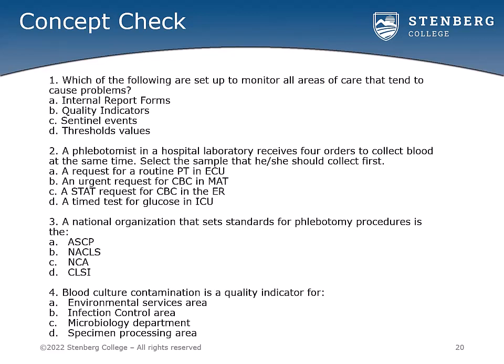Question 2. A phlebotomist in a hospital laboratory receives 4 orders to collect blood at the same time. Select the sample that he or she should collect first. A. A request for a routine PT in ECU. B. An urgent request for a CBC in MAT. C. A stat request for CBC in the ER. Or D. A timed test for glucose in ICU.